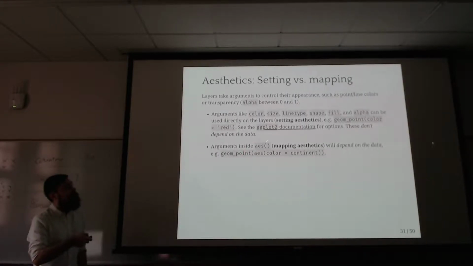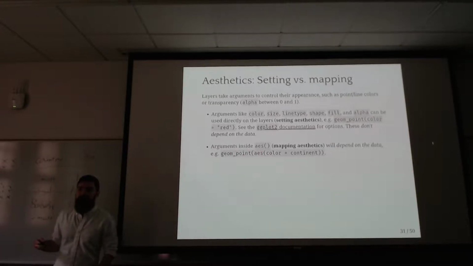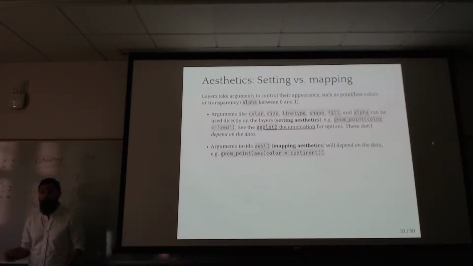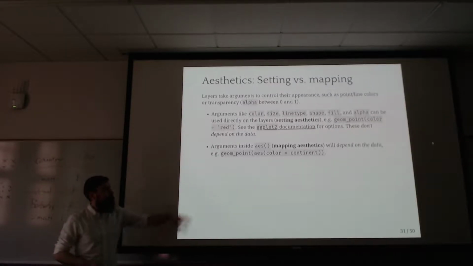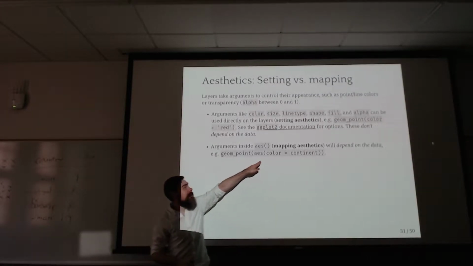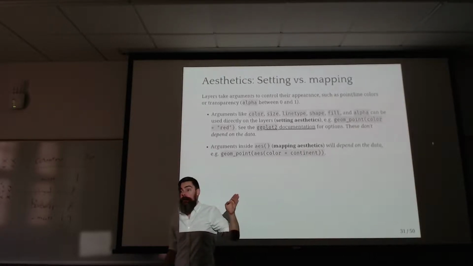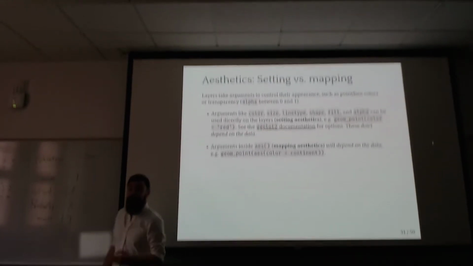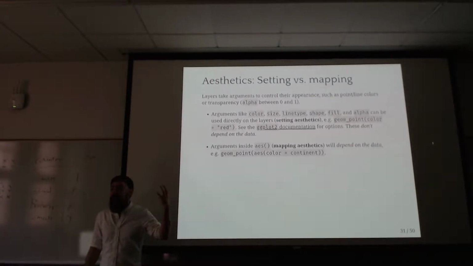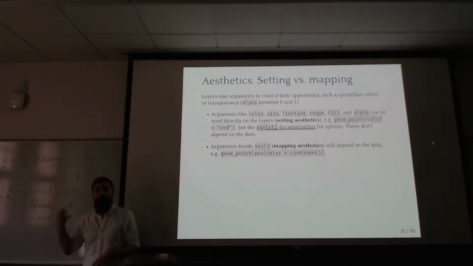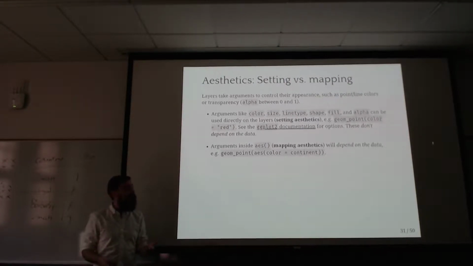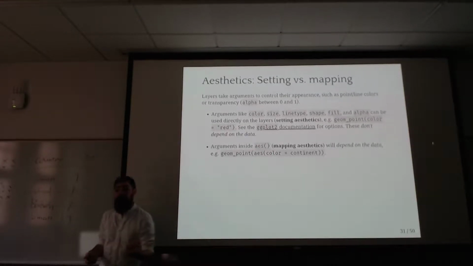Arguments you put inside the aes function will depend on the data. These are referred to as mapped or mapping aesthetics. If I say geom_point aes color equals continent, it's going to assign a different color to those points for every value of continent. So any point that's in Africa is going to have one color, and any point in the Americas is going to have a different color. That obviously depends on the data. We haven't manually set it. Therefore, it is mapped to a variable.